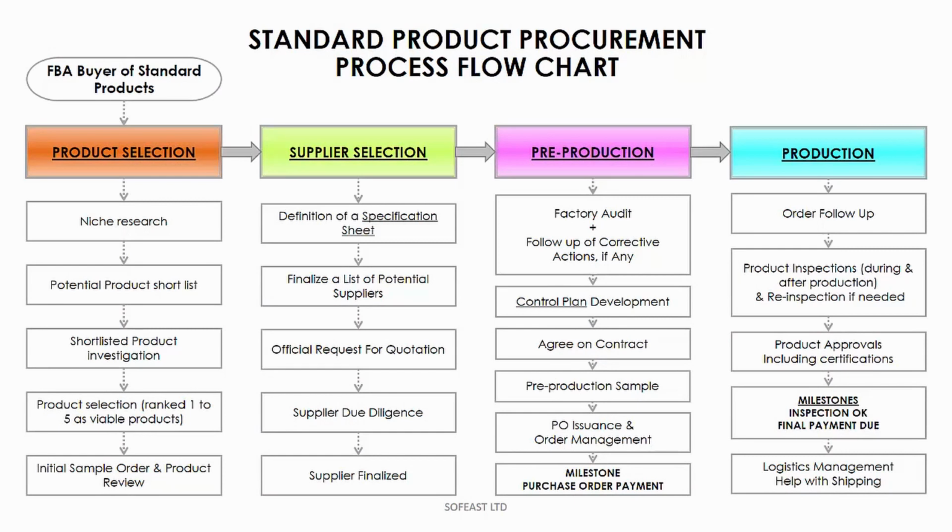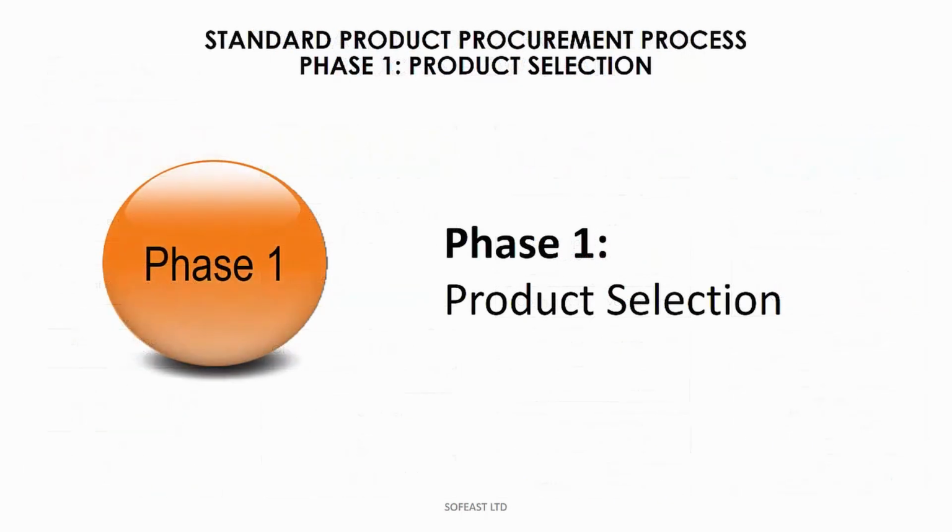Now, this is what the standard flowchart looks like. You can see the 4 phases, and each of the phases has a number of elements under that. We're going to break down each of these elements and look at those in more detail. Let's jump into phase 1, product selection.